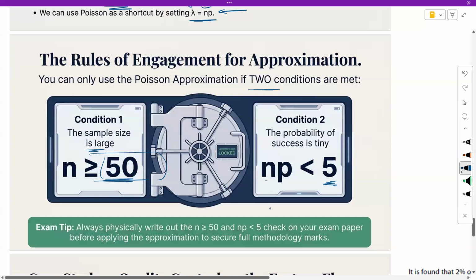Lambda means np, where the probability of success is tiny, very small. np is less than 5. Lambda should be small, less than 5. Always physically write out n more than 50 and np, the expectation or average, less than 5. Check this on your exam paper before applying the approximation to secure full mathematical marks. It's an exam tip.